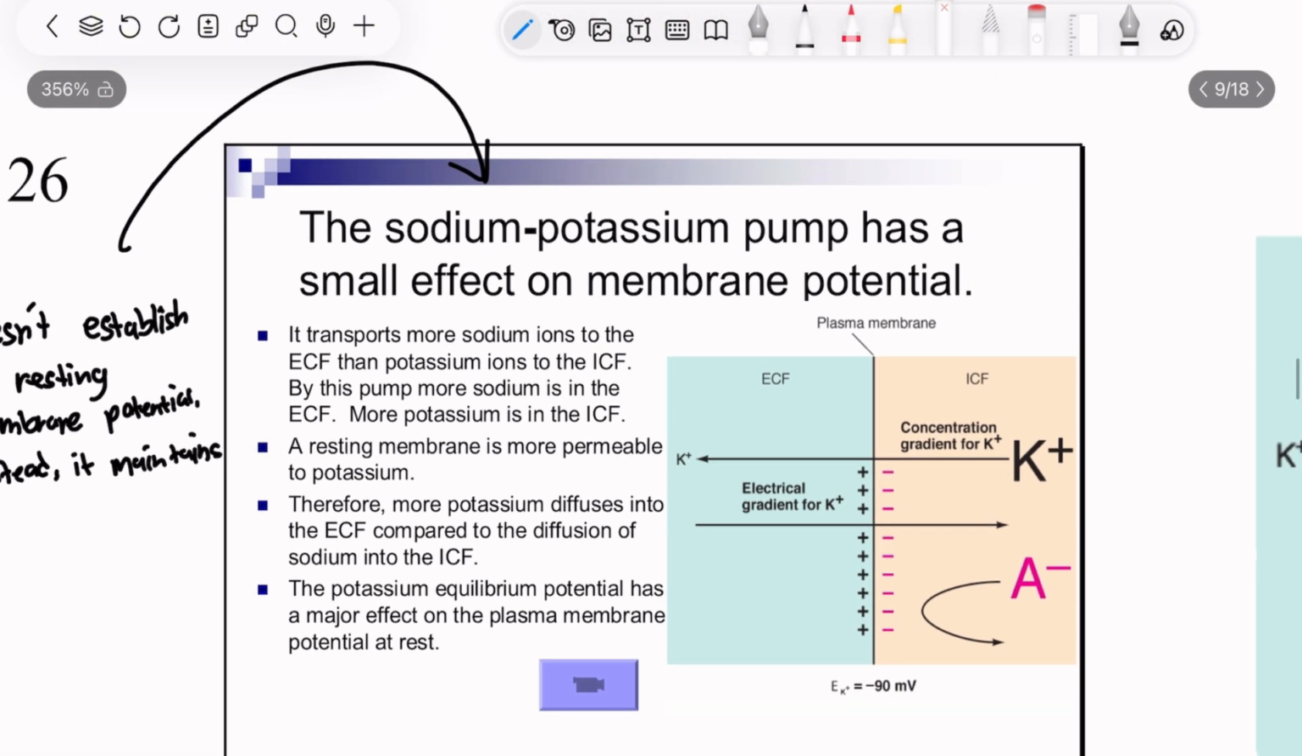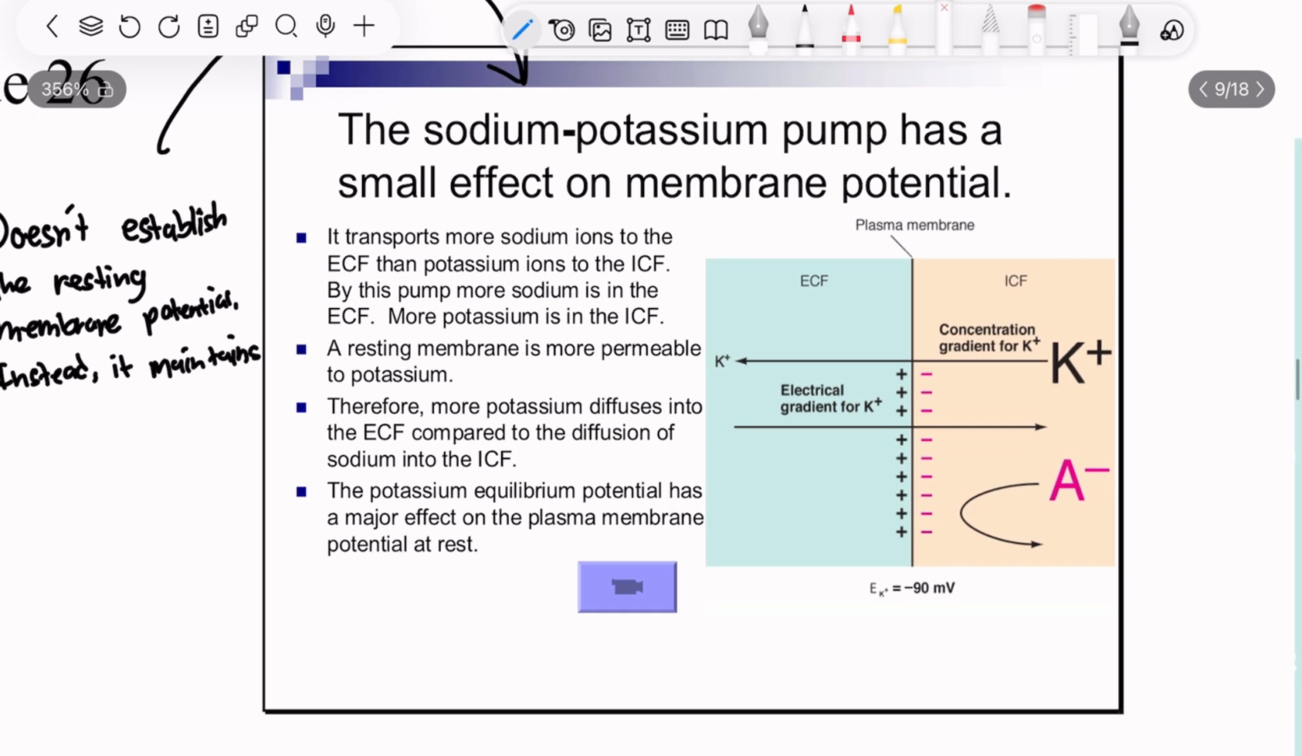The sodium pump has a small effect on the membrane potential. It transports more sodium ions to the ECF than potassium ions to the ICF. By this pump, more sodium is in the ECF and more potassium is in the ICF. So what that basically means is that the sodium-potassium pump is actively transporting more sodium ions out of the cell to the extracellular fluid and more potassium ions into the cell, which is the intracellular fluid. This maintains a high concentration of sodium outside the cell and potassium inside the cell.